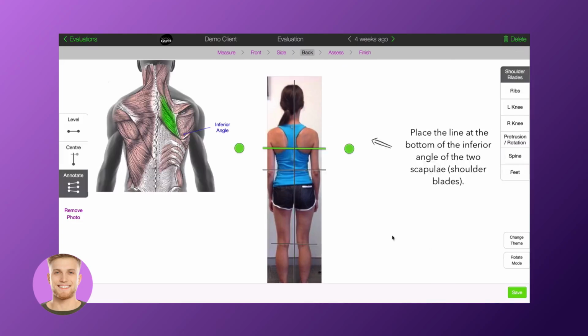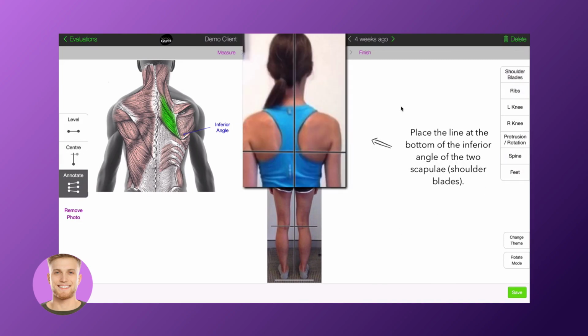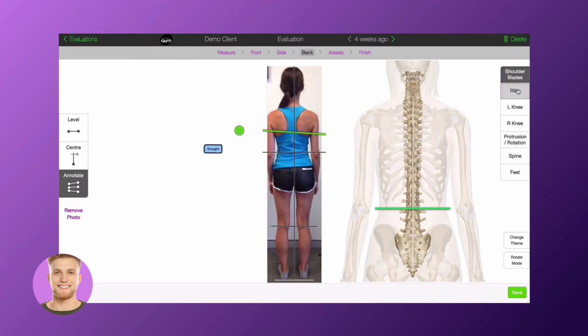First, we look at the shoulder blades. We line up the bottom inferior angle of the two scapula to see if the shoulder blades are at the same height, or if there's any elevation of either scapula. At the 12th ribs, again we would need to touch the client. We feel the bottom of the ribs and then line them up in our app to see if one side of the rib cage is higher than the other.